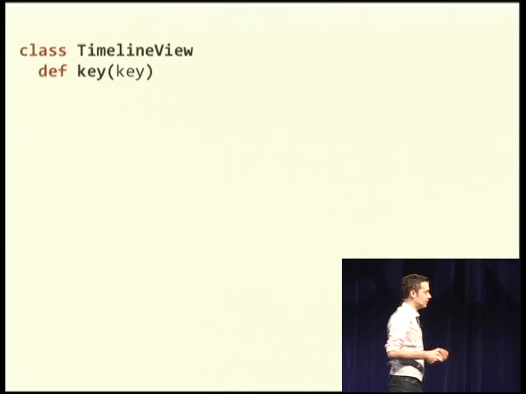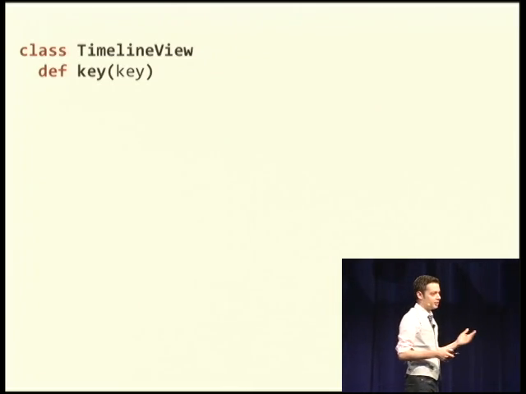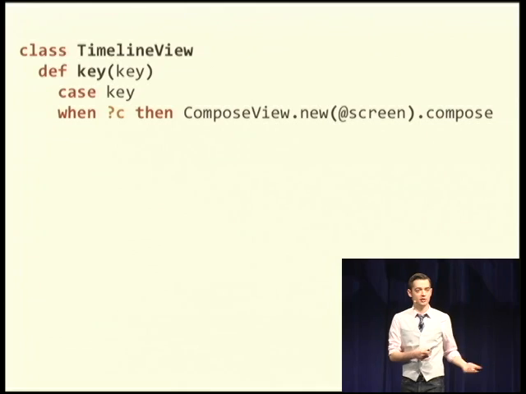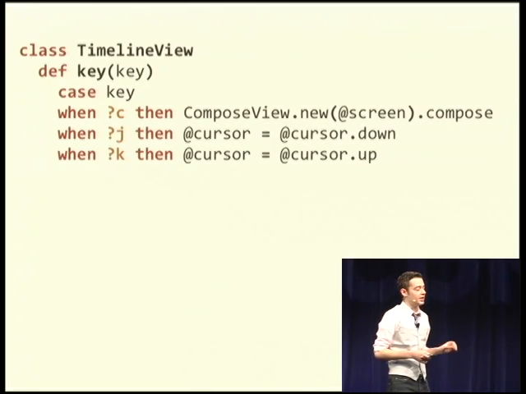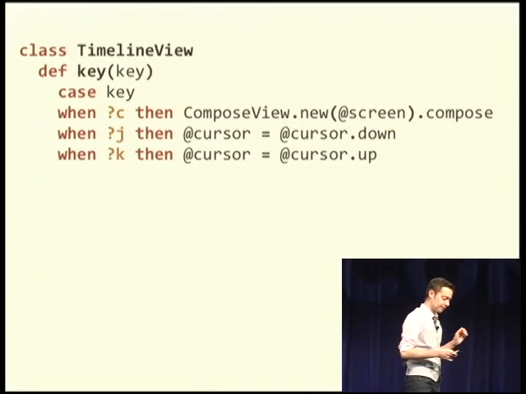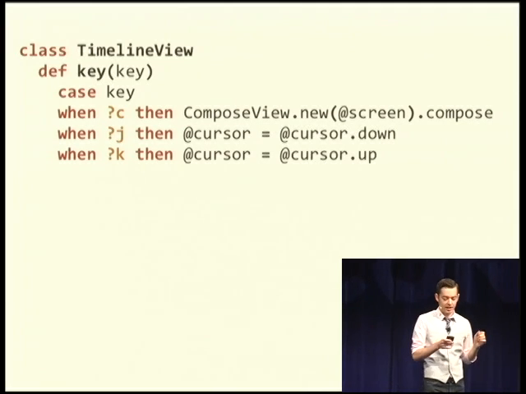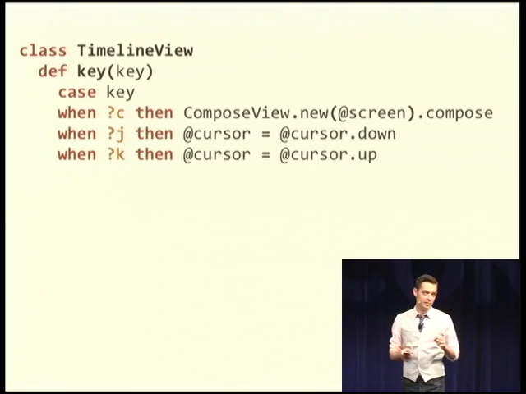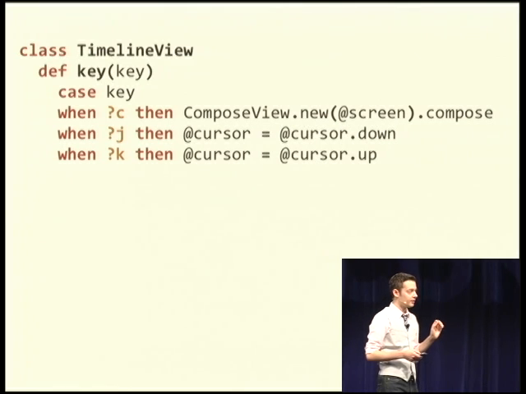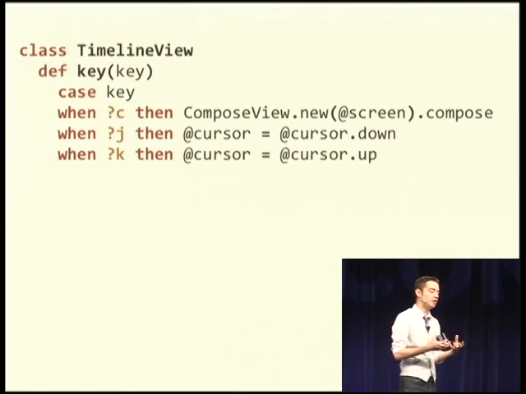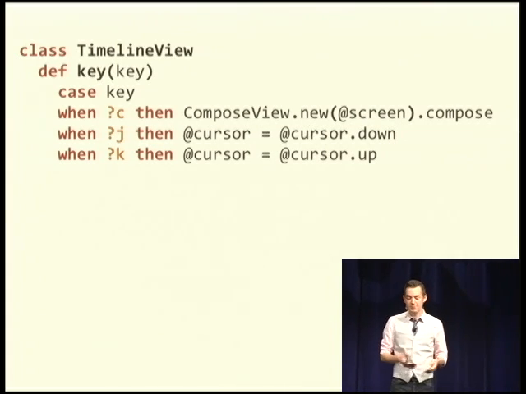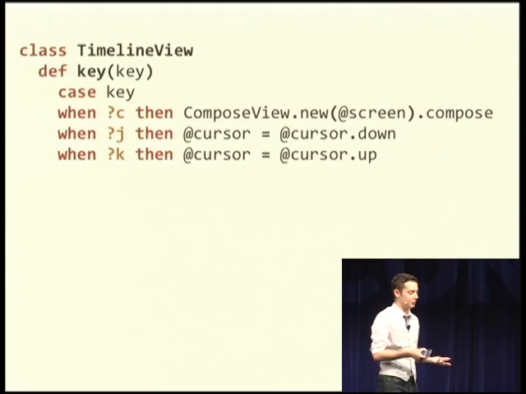If we look at a piece of it, this is the timeline view, the one you saw rendering those tweets. When a key comes in, it does one of many things. If you hit C, you're composing a tweet. We're not going to worry about that. If you hit J or K, you move down or up in the list. Now, in traditional OO, I would say, when J, then cursor.down, right? I would tell the cursor, move down. But that is not what's happening here. I'm telling the cursor to move down, it's giving me a new cursor, and I'm reassigning that to an instance variable. And it's a very mundane difference, but it means that the cursor can be functional, and all the state is outside in the view, in the shell.